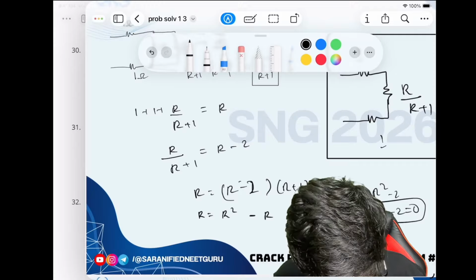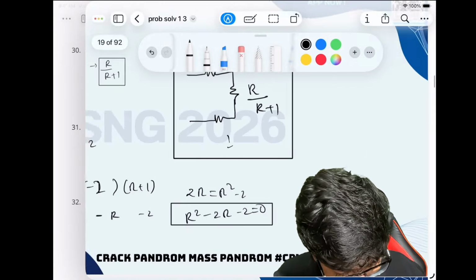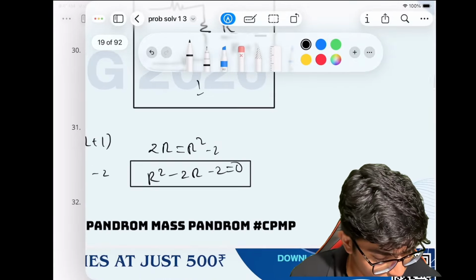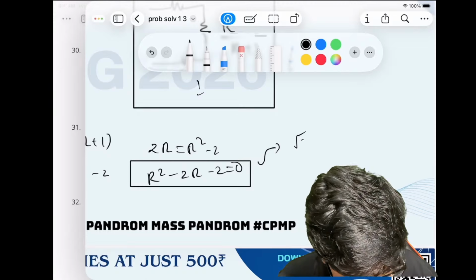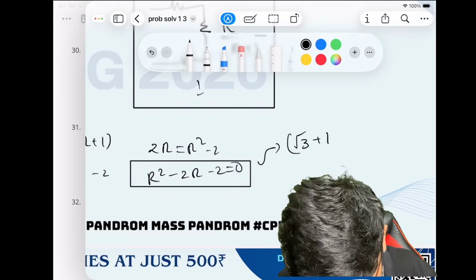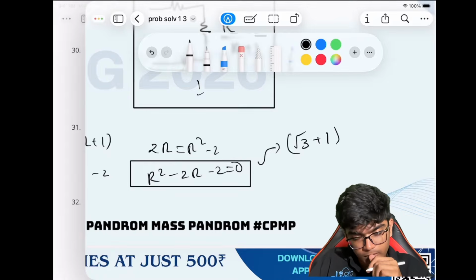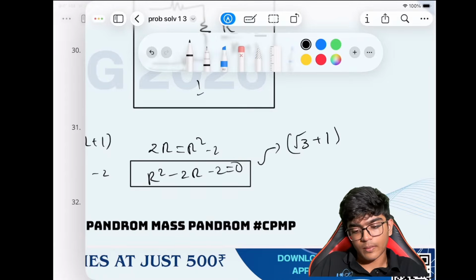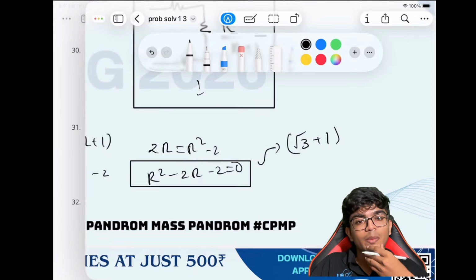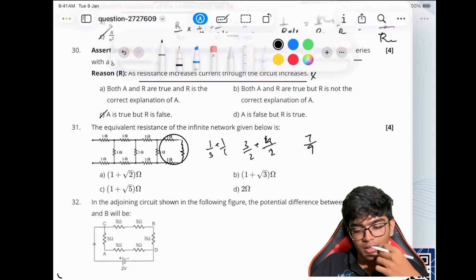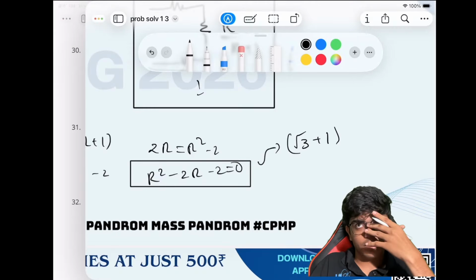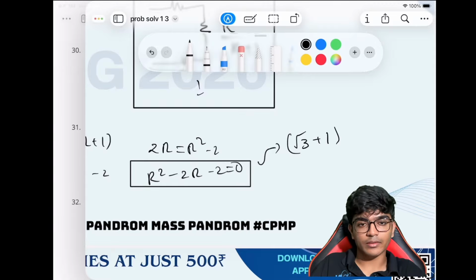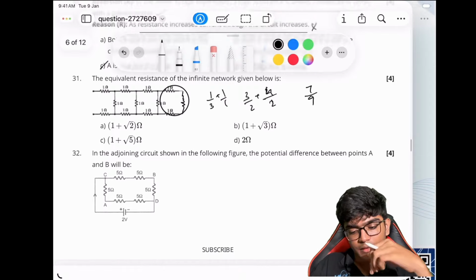If we simplify it now, we'll get R's value to be root 3 plus 1. In the equation, they have a terminology in mathematics, I forgot what it is, but still other possible values of R, they have a nice term, but if you find it out, it's going to be root 3 plus 1.